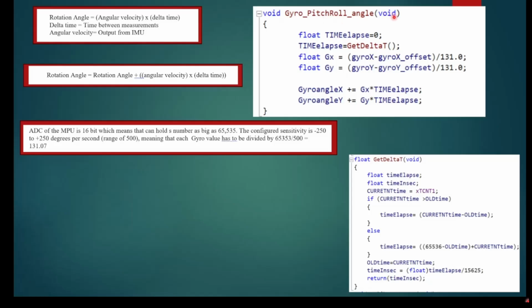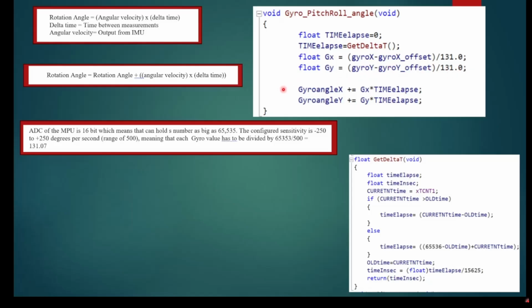So, pitch and roll angle. First I get the delta time. And then I say, okay, so I have my overall roll. No, I'm sorry. First I have to get rid of the offset. So I take the parameter, subtract the offset, and divide it by 131, and that's going to give me the value in terms of degrees. Now I do the same thing for the y. I take the gyro y, subtract the offset, and divide it by 131.